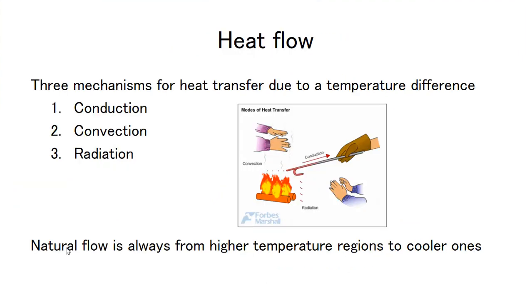Heat flows between objects in three manners: conduction, convection, and radiation. These are the three ways for heat to flow. Heat always flows from hot to cold. We'll learn more about this when we talk about thermodynamics, but we're always going from hot to cold. Our picture over here shows three ways that fire is going to transfer heat. The fire has a higher temperature than the hands in all three cases.